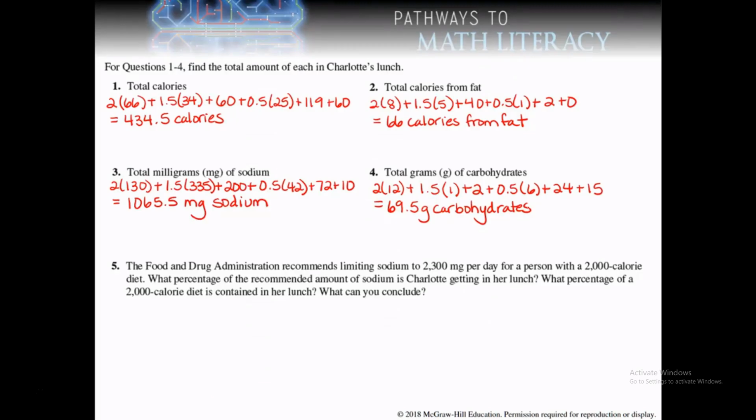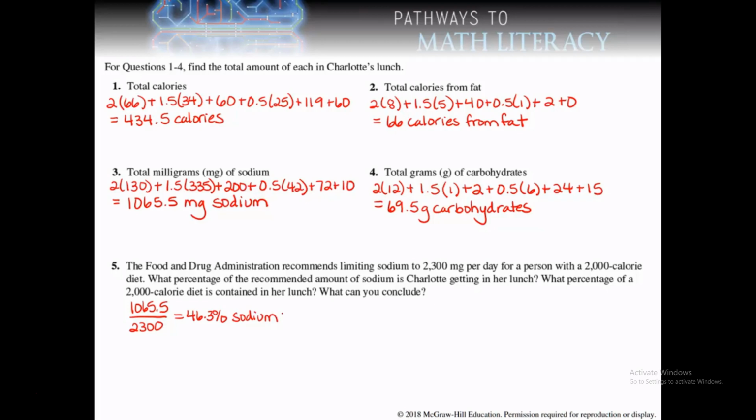In 5, we're supposed to compare the percentage of the recommended daily allowance for sodium versus calories. And so her lunch has 1,065.5 milligrams of sodium, and that's out of a recommendation of 2,300 milligrams per day. Well, that comes out to 46.3%. So this lunch gives her 46.3% of the recommended daily allowance for sodium.